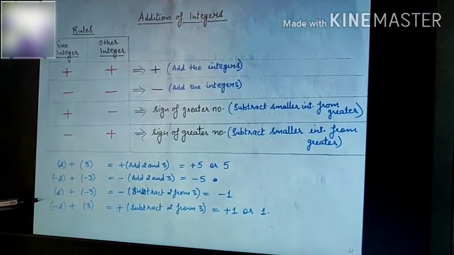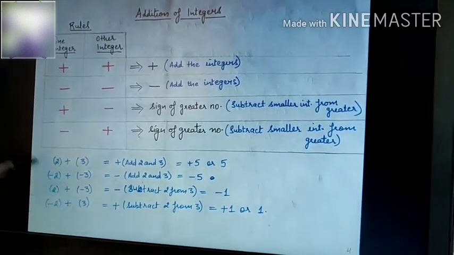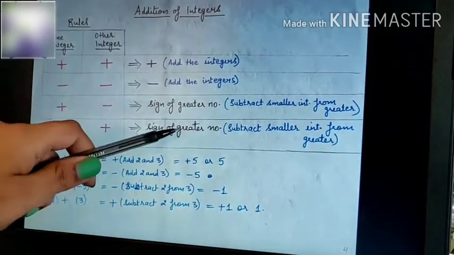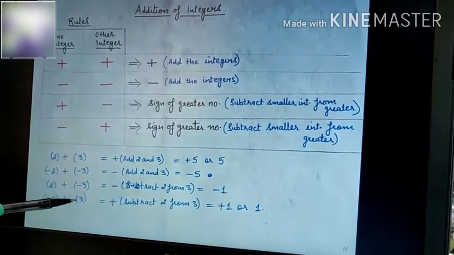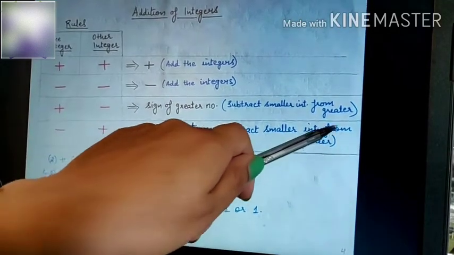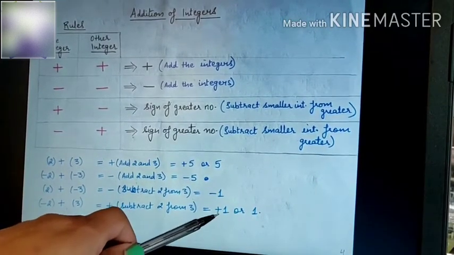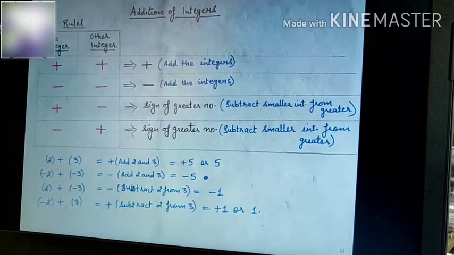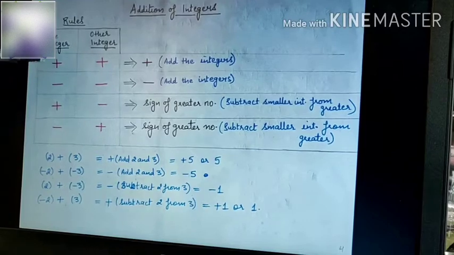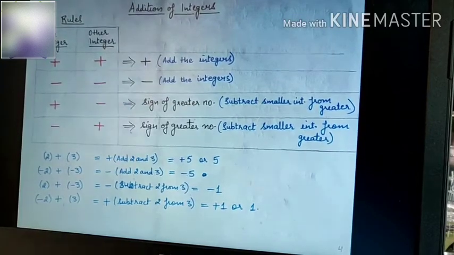Now if I take first integer negative and second integer positive, I have taken minus 2 and plus 3. Again, one is negative, other is positive. I told you the sign will be of the greater number. Greater number is 3. 3 is positive. So the answer will be positive. Now you have to subtract smaller integer from the greater. Smaller is 2. 3 minus 2 is 1. So answer is plus 1 or simply 1. So you just have to apply these 4 rules. You can see whether both the integers are positive or both are negative, or one is positive and other is negative, you can apply these rules for addition.